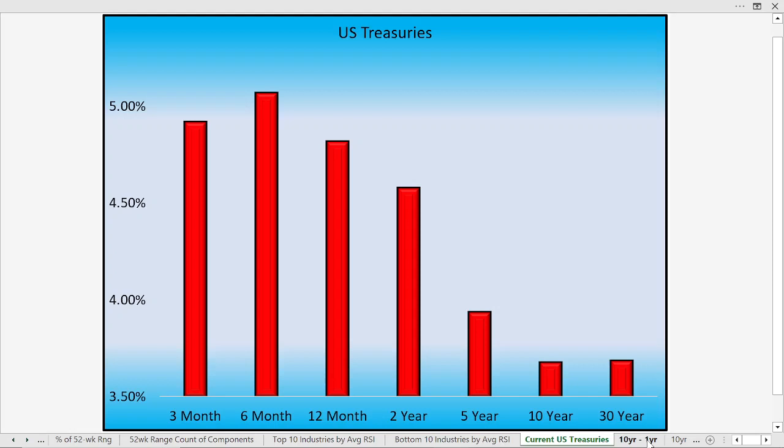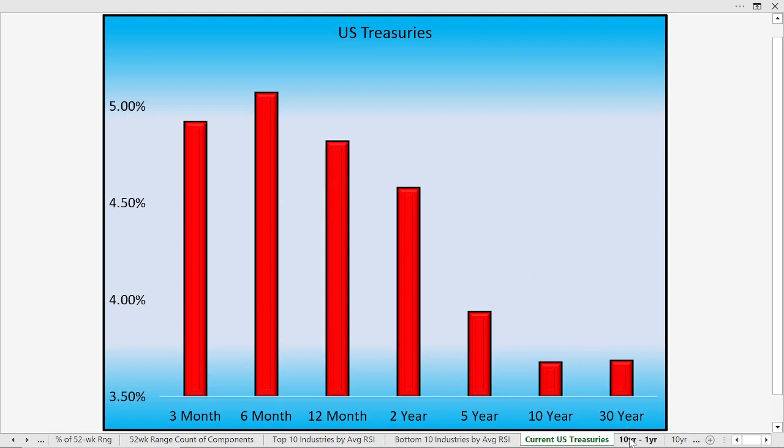We see here U.S. Treasuries, a 6-month bond pays a 5.07 yield. The 12-month bond is a 4.82. The 10-year bond pays a 3.68. It's very much an inverted yield curve still, much higher yields in the short-term maturities. Typically, in normal market conditions, we expect to see higher interest rates on the longer-term maturities.